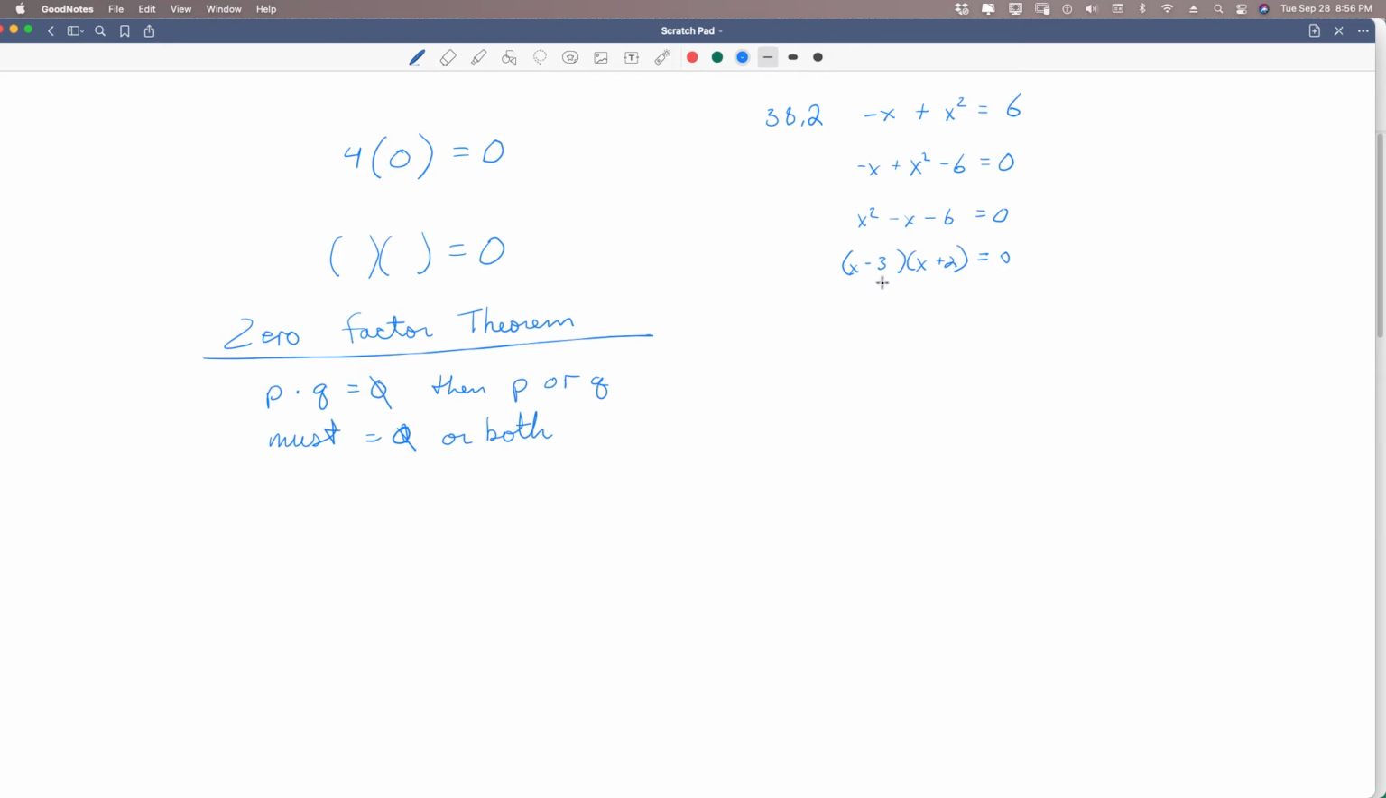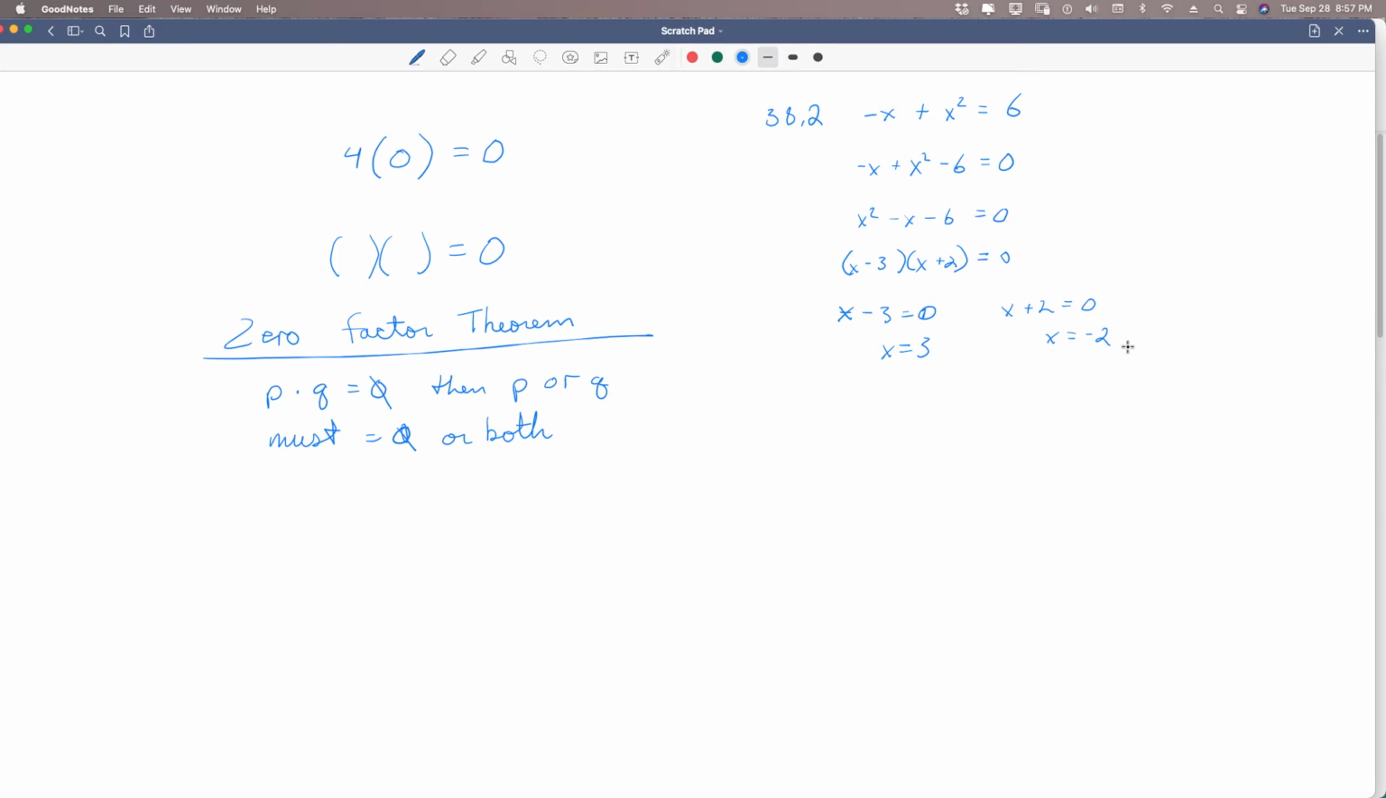So now, just like over here, we don't know which one of these is equal to 0. So we're going to test them both. We're going to say x minus 3 equals 0, and we're going to say x plus 2 equals 0. So x is either equal to 3 or x is equal to negative 2. Now we're going to test and see which one is which.